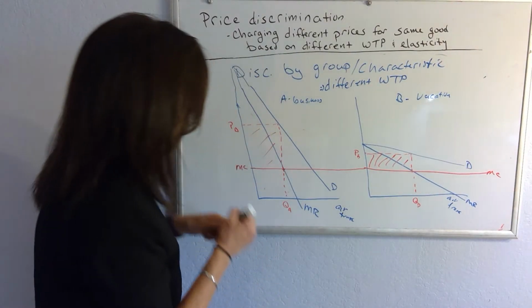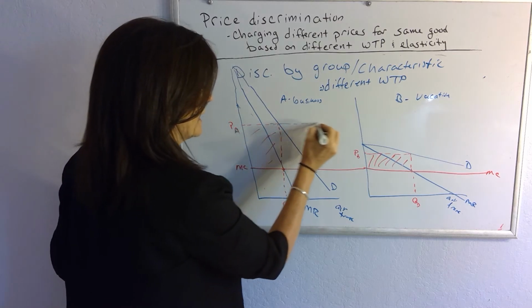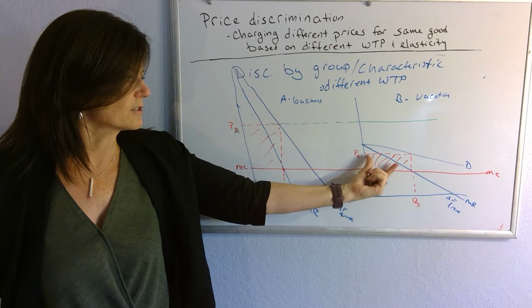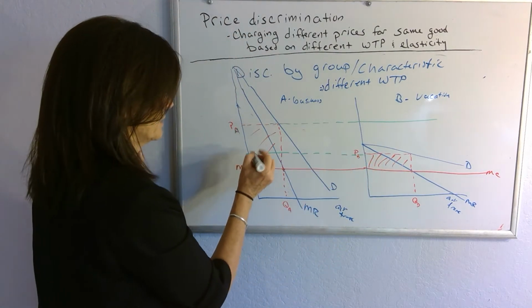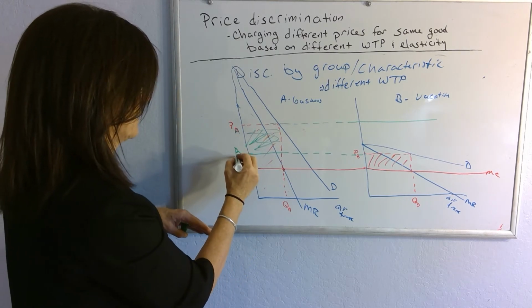Because you can see, if you charge PA to everyone, none of these people would be in the market. You'd miss out on all that surplus. If you charge PB to everyone, you'd lose all that surplus because these people would only be paying PB.